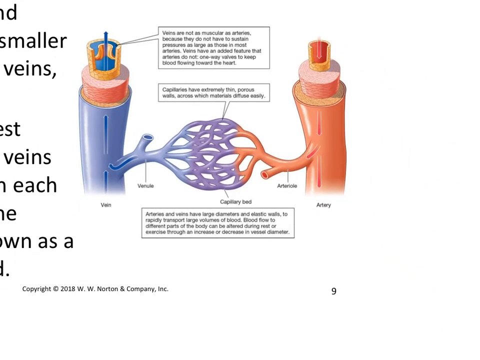So here we see capillaries are extremely thin, porous walls across which materials diffuse easily, whether it's oxygen or ions or nutrients, all those different kinds of things. It's called a capillary bed. Arteries and veins have large diameters and elastic walls to rapidly transport large volumes of blood. Blood flow is different to different parts of the body, and can be altered during rest or exercise.